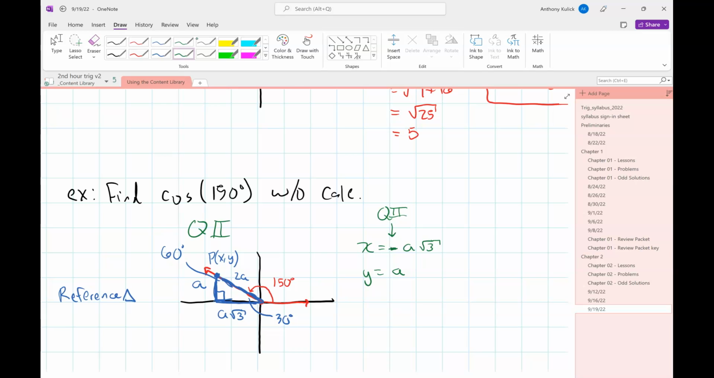Who wants to get rid of those? We would love to, right? So here's the deal. Because I can pick that point P to be anywhere on the terminal side, I can just pick any value I want for A and just put that value in there and then be done with it. What value of A is going to be the easiest one to use that's other than 0? Can't use 0. 1. So that just becomes negative root 3, and that becomes 1. Everybody's okay there?